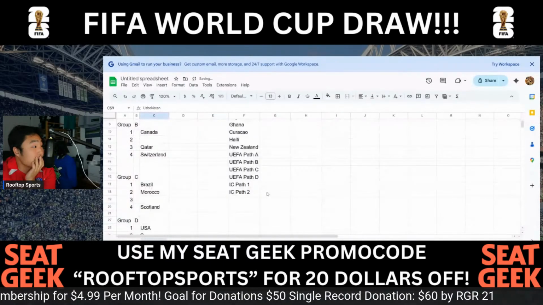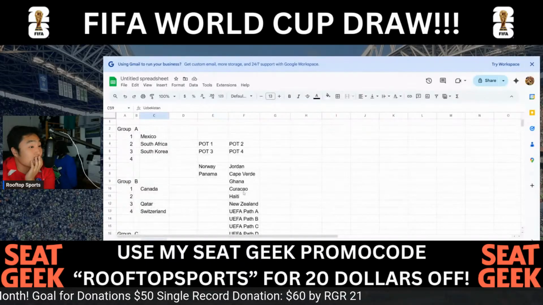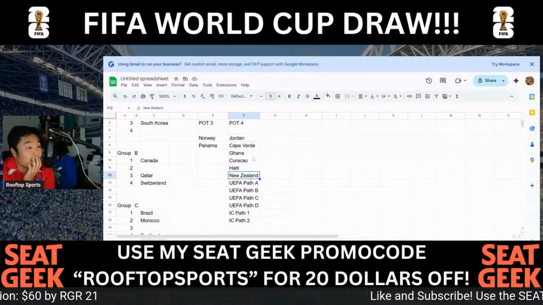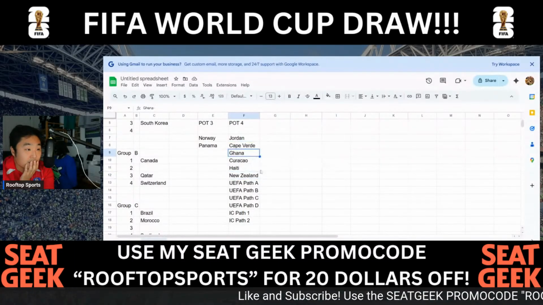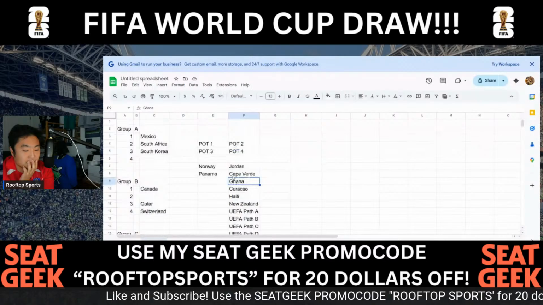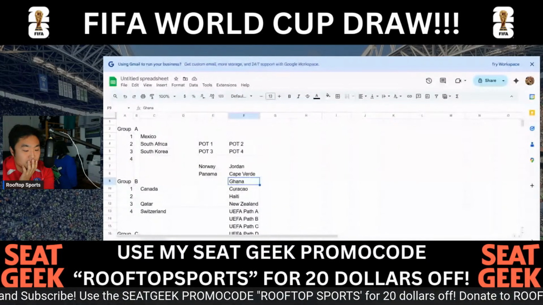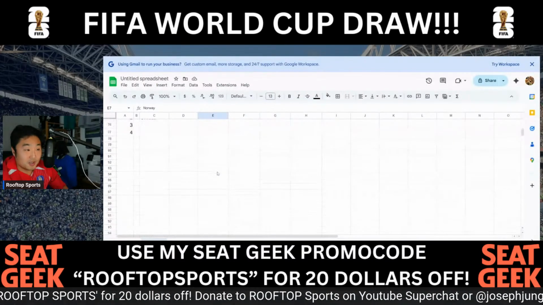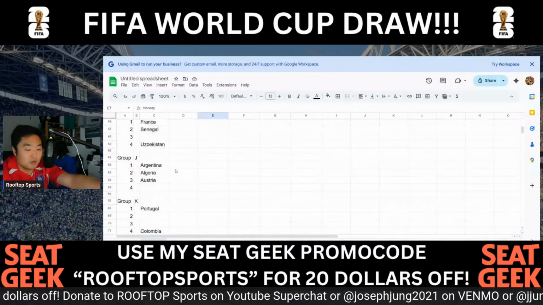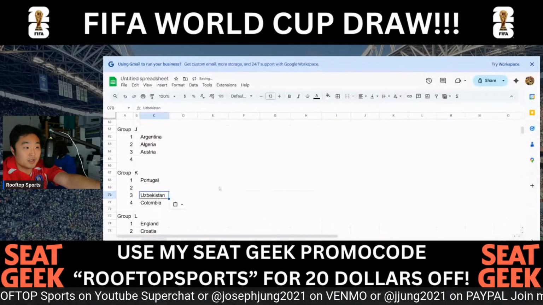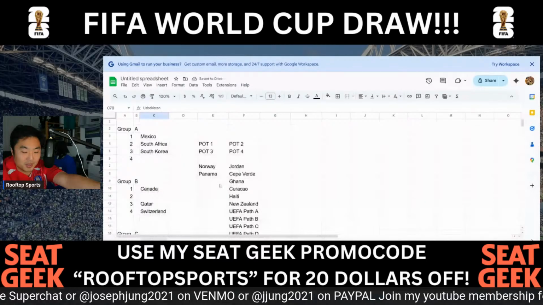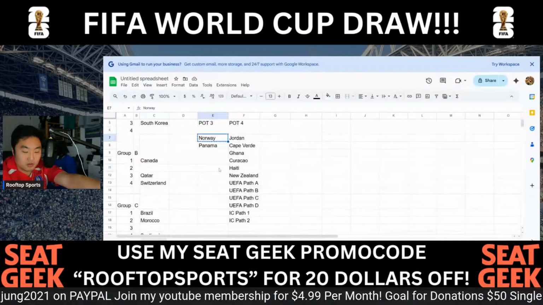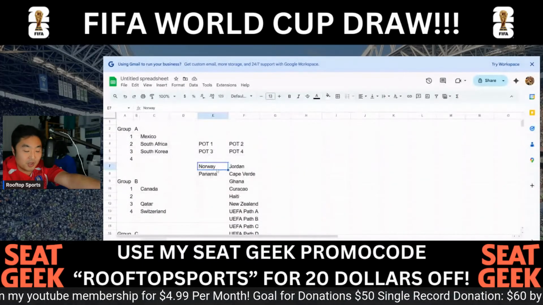So Korea, their first match of the World Cup is going to be somewhere in pot 4. It's not going to be Jordan. It could be New Zealand. You're not going to get Ghana, thank God. Uzbekistan will be playing against the likes of Cristiano Ronaldo. And then it's going to be between Norway and Panama. I think Norway is going to be. Panama is going to be with Senegal and France.